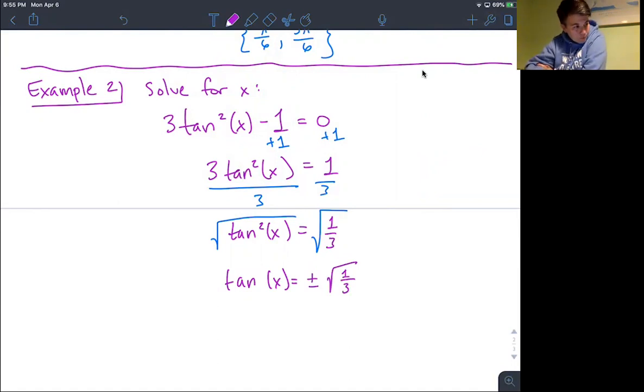Okay, so let's simplify this because I don't know a whole lot of things on the unit circle that have square root of 1/3 anywhere.